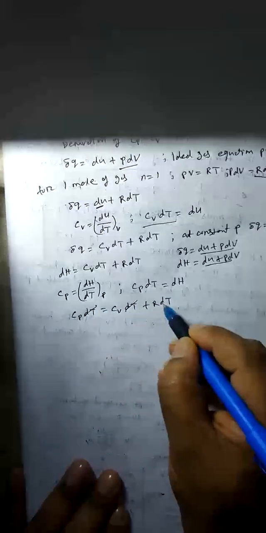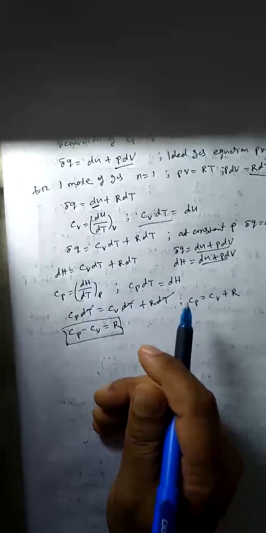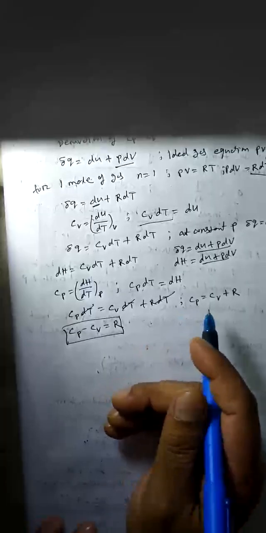Cp dT is equal to Cv dT plus R dT. Now dT cancels on all terms. We get Cp is equal to Cv plus R. Take Cv to this side: Cp minus Cv is equal to R. Okay, this is the proof. Cp minus Cv is equal to R.